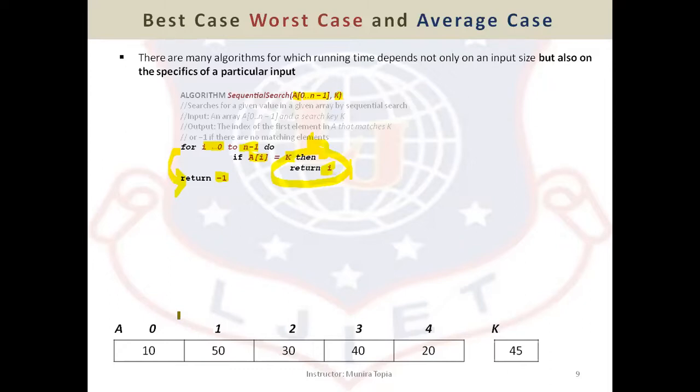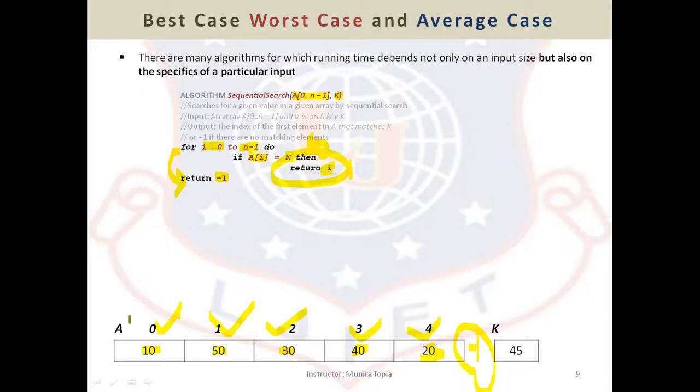So in this case, the key is 45 and the array has elements 10, 50, 30, 40, 20. This key we compare with the first element, 10. It is not matching. 50 not matching, 30 not matching, 40 not matching, 20 not matching. Then we are returning -1. So how many steps have we taken? 1 comparison, 2 comparison, 3 comparison, 4th comparison, 5th comparison, and the last, 6th step, is the return. So this is the worst case.